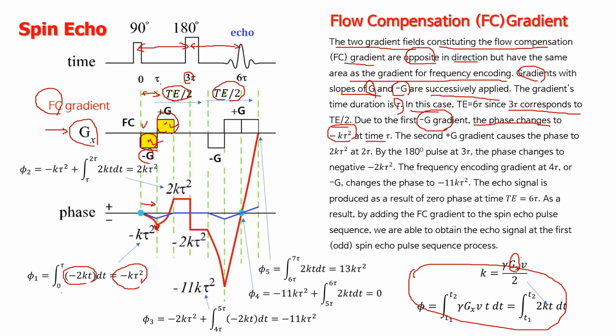Now the second plus g gradient causes the phase to be 2k tau square at time 2 tau. At this moment, starting from minus k tau square, and with this plus g, so 2kt, from tau to 2 tau, you can have phase change of 2k tau square at t equal 2 tau. Between these two points, there is no gradient, so phase does not change.